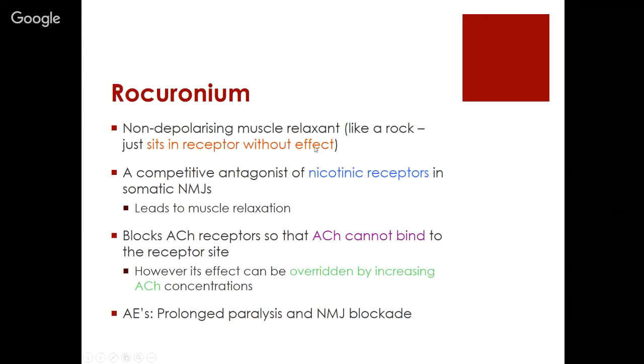Rocuronium is a non-depolarizing muscle relaxant. So there are 2 relaxants to know about, the ones that depolarize the junction and the ones that don't. This one doesn't depolarize it. It sits in the receptor and stops anything else from acting on it. So you still can't get any effect because nothing can act on those receptors, but it is not actually depolarizing the receptor itself. This acts on nicotinic receptors and it blocks the acetylcholine receptors so that acetylcholine can't bind to the receptor sites. However, like I was saying earlier, because it's a competitive one, just like those antibodies were competitive, if you keep adding more acetylcholine, you can override this effect.